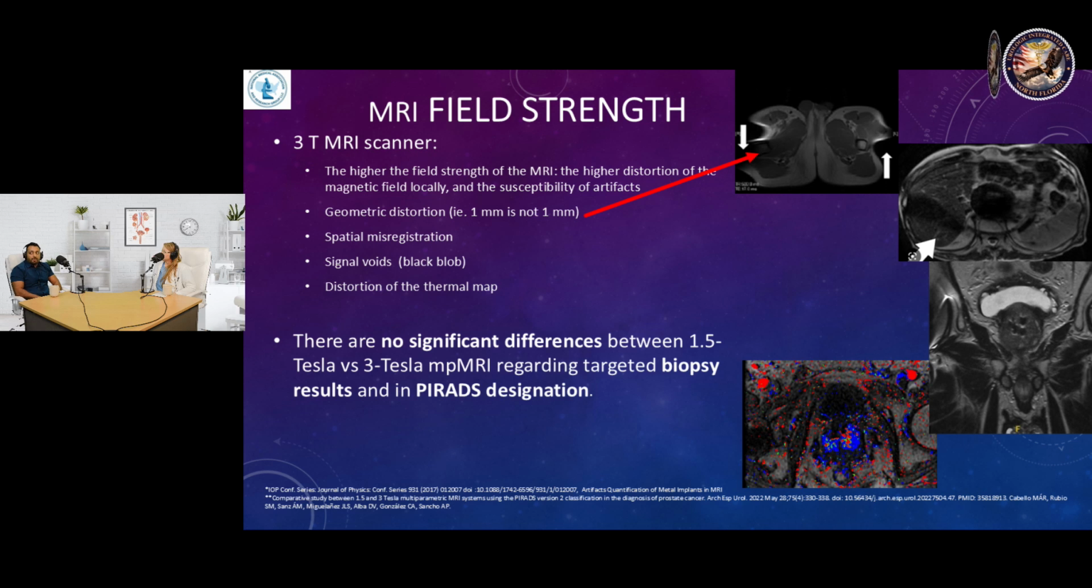Now, with metal artifacts, certain sequences are very, very bad, but certain sequences also work. For example, your T2-weighted sequences should still look very good in the prostate, but with your diffusion sequence, you may see some signal blowout where you don't see the image at all because of the metal artifact. And we have an example of that.